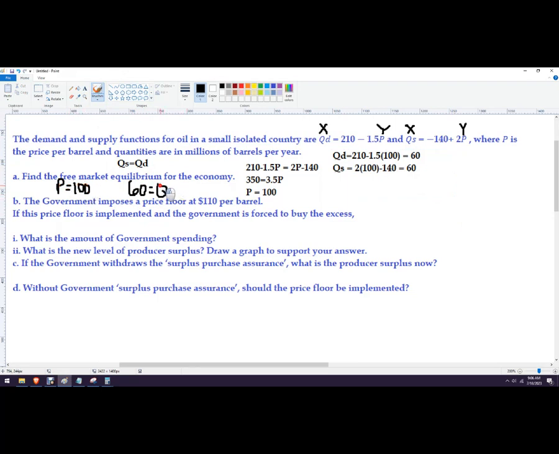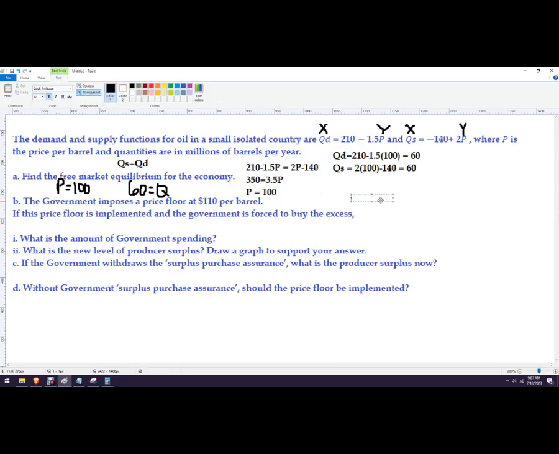Now the government comes in and sets a binding price floor. This is set above our equilibrium price, so that means binding, it's going to do something. And then the government is forced to buy the excess. So we need to figure out how much is the excess. So the way to do that is to plug in this new price, this 110, into both of those, and then it'll tell you how many the buyers want to buy and the sellers want to sell.